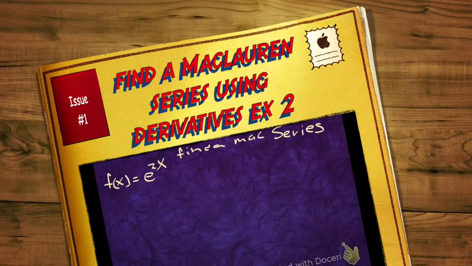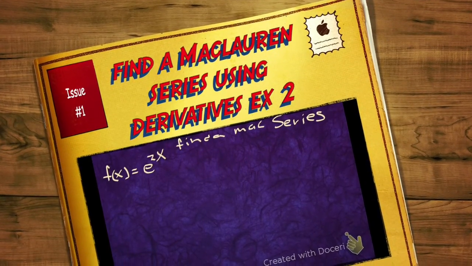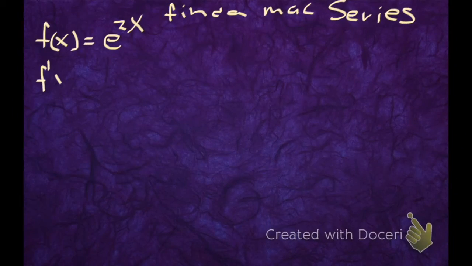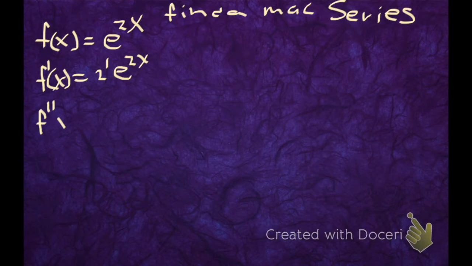Let's get another example of making a Maclaurin series. First, we're going to need the derivatives. Oh, boy. So we go and we find all the derivatives of e to the 2x. That's 2e to the 2x.